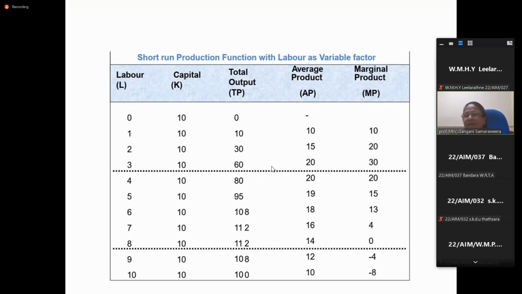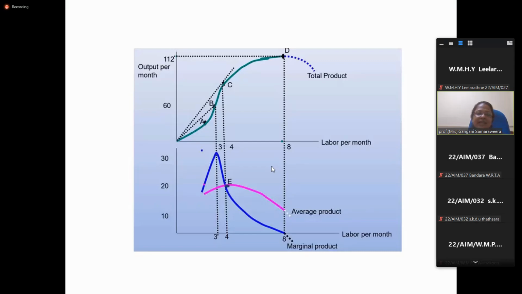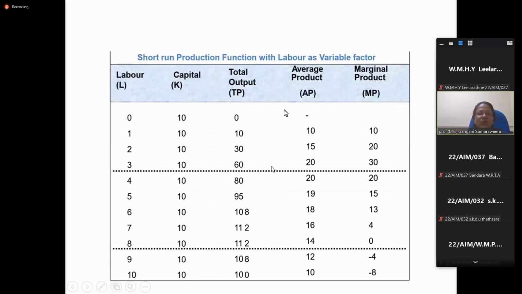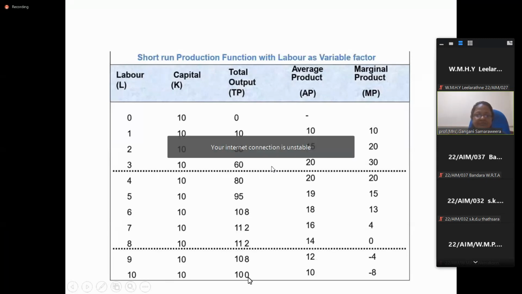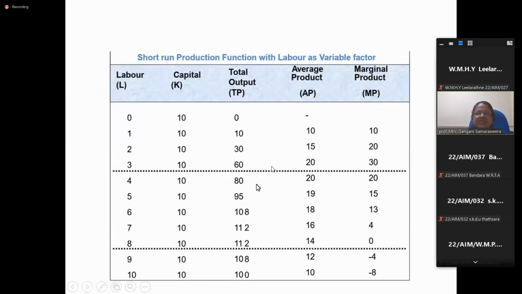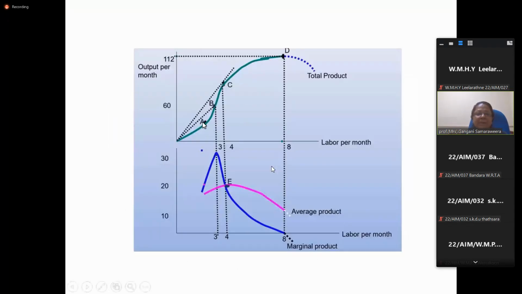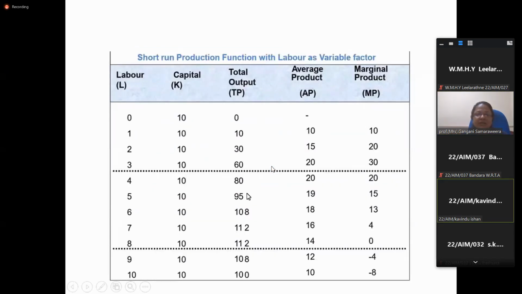Yes, madam. Okay. So accordingly, we can draw figures like this. Gradually increasing, and here it is decreasing. Okay, so now we will see only the total product curve. See, gradually increasing, decreasing.